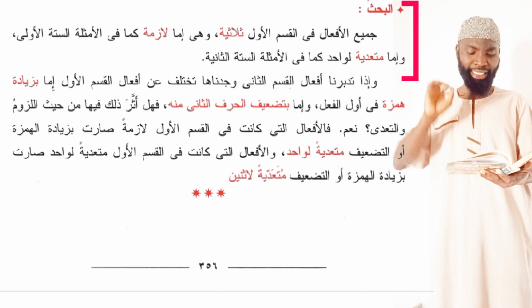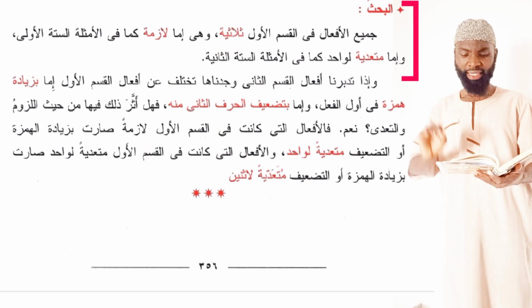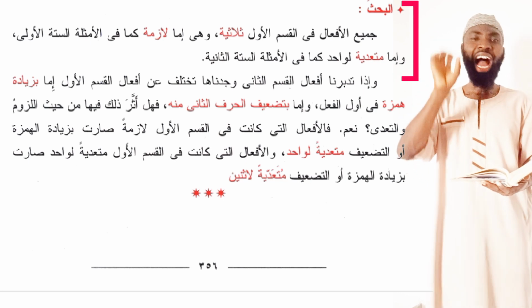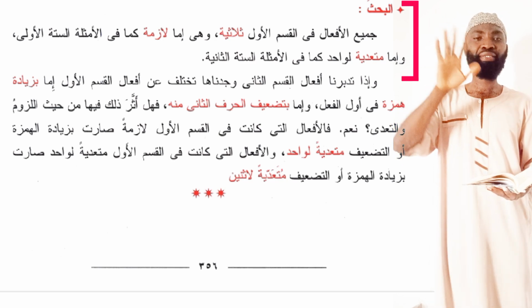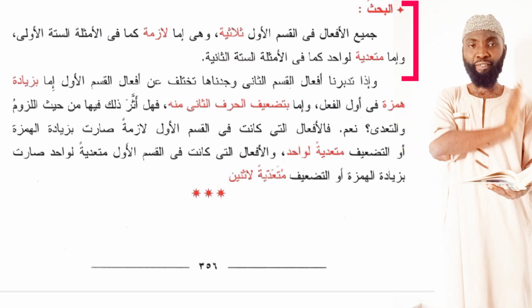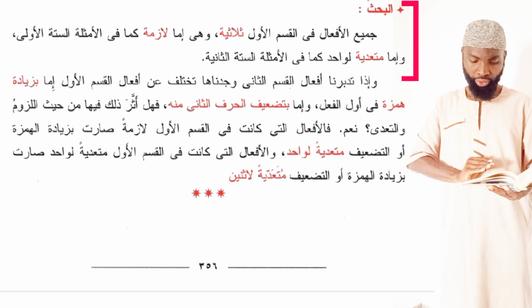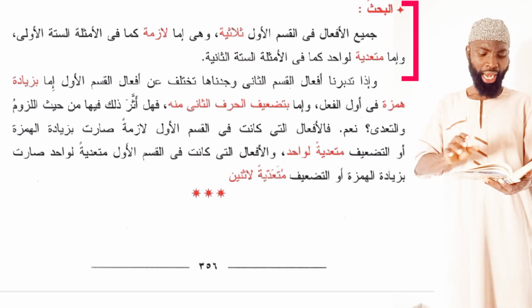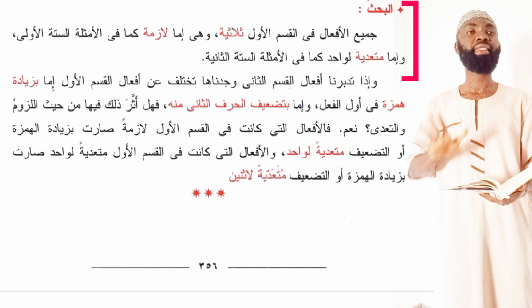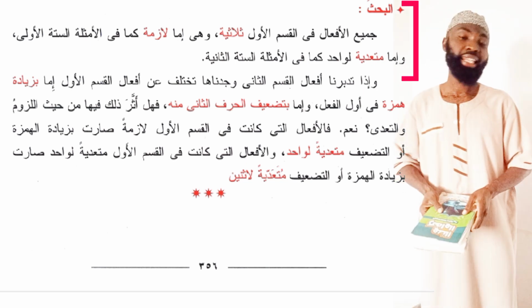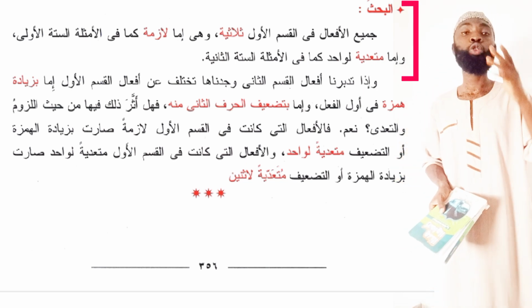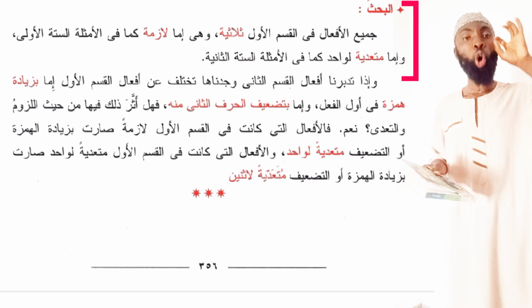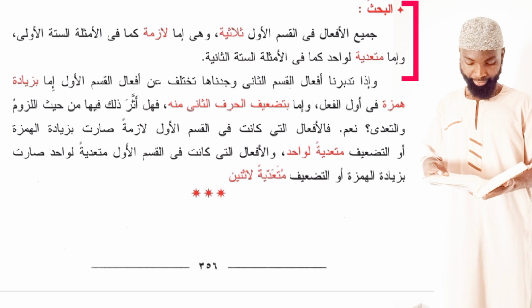وهي إما لازمة كما في الأمثلة الستة الأولى. And possibly these verbs are either intransitive verbs as you have seen them in the first six examples, وإما متعدية لواحد كما في الأمثلة الستة الثانية. Or these verbs themselves could have been transitive verbs which extend their actions to only one object.